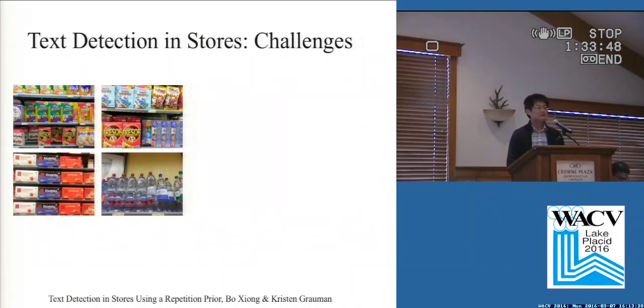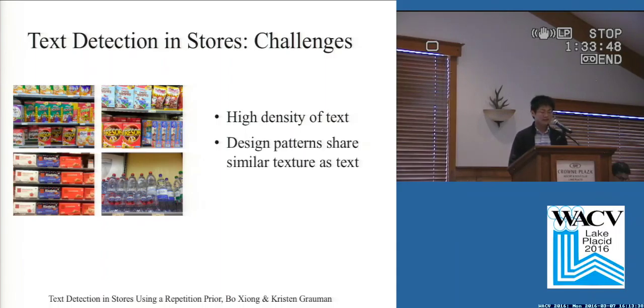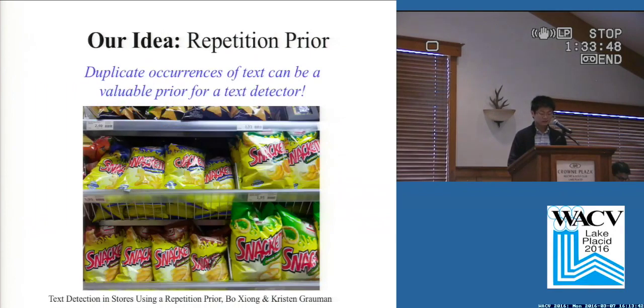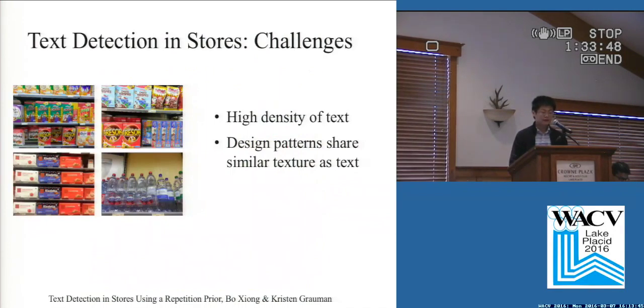However, text detection also presents its own challenges. For example, store shelves often contain a high density of text occurrences, and many products share design patterns that have similar texture as text. Basically, those two factors create a lot of false positives, even for today's best text detectors.